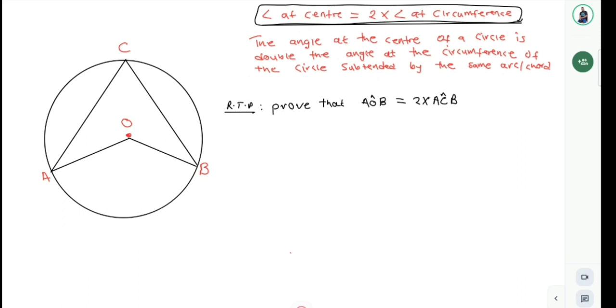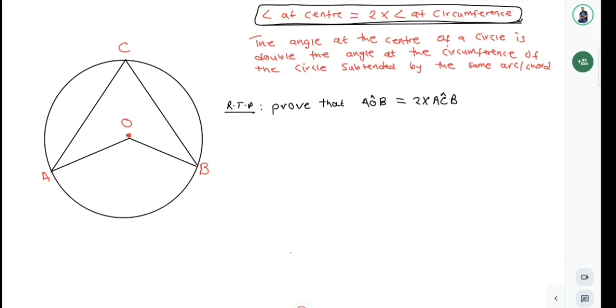In words, we said the angle at the center of a circle is double the angle at the circumference of the circle subtended by the same arc or chord, right? So this is just the statement that is representing this particular theorem, right? And it is quite important for you to master it, because they sometimes omit some important keywords, expecting you to fill in. So you have to note that.